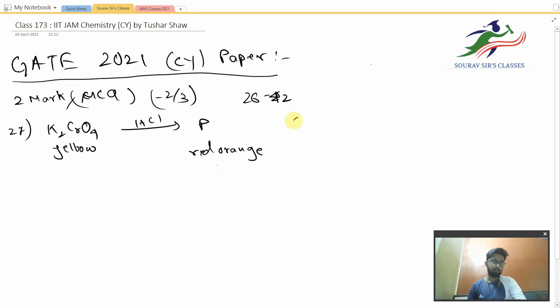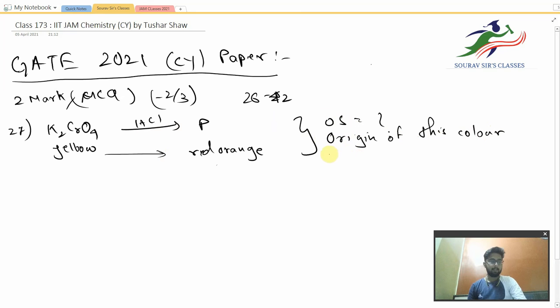We are asked to write down the oxidation state of the central element in this complex, the origin of this color, that is how the transition from yellow to red orange took place, and what kind of species is formed. So three things are asked: the name of the species that is formed after addition of HCl, the oxidation state of the species, and the origin of the color. First of all, let us deduce.